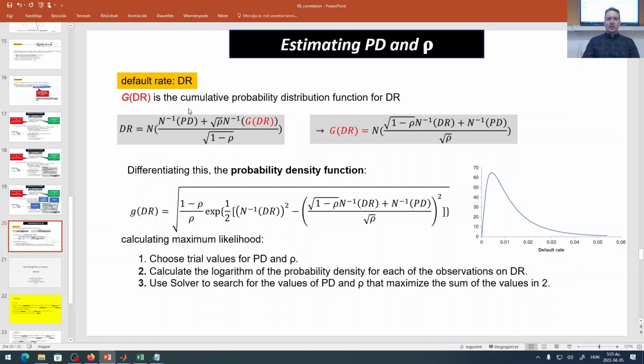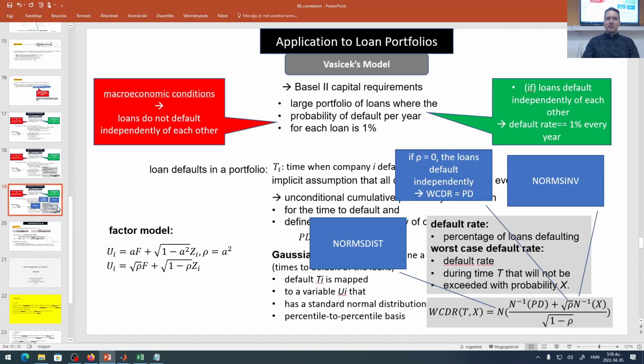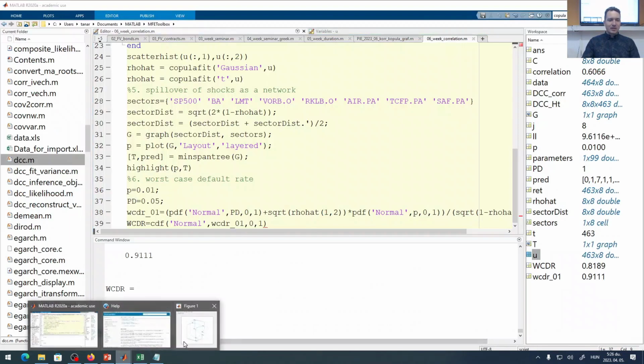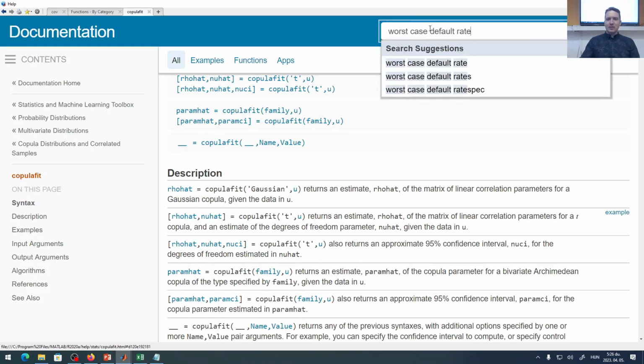And at the end of the day, if we would like to model both of them, so the default rate, we would like to generalize them and have the probability density function of all the defaults, then this is what we have to do here. So to have this nice default rate curvy thing here, we have to put this into MATLAB. And now let's see, do we have functions for this? So worst case default rate. Oh yes.